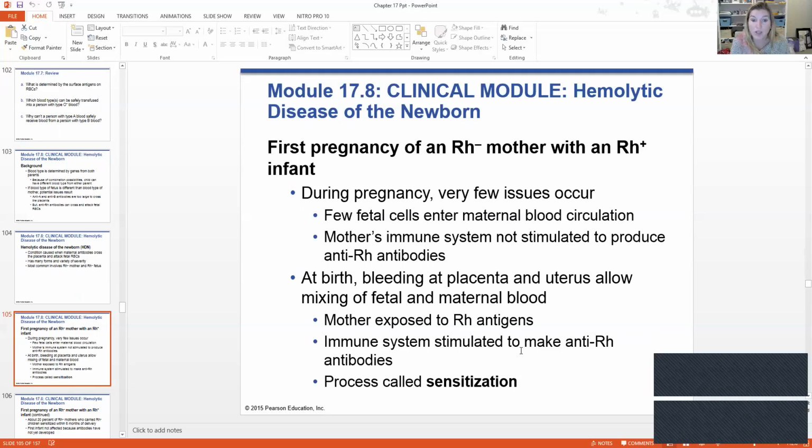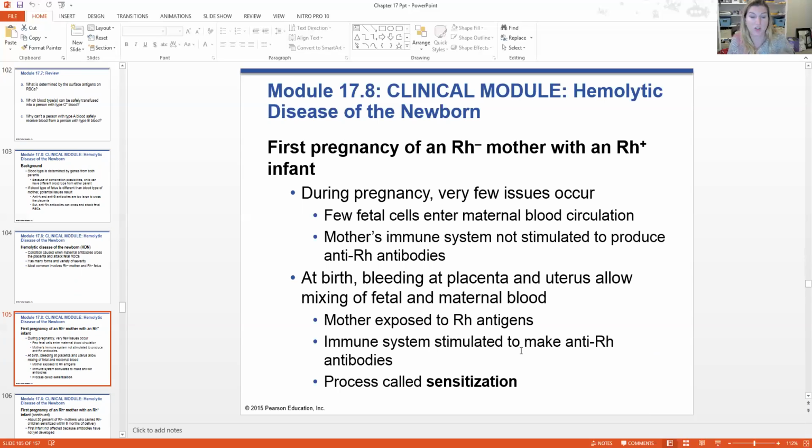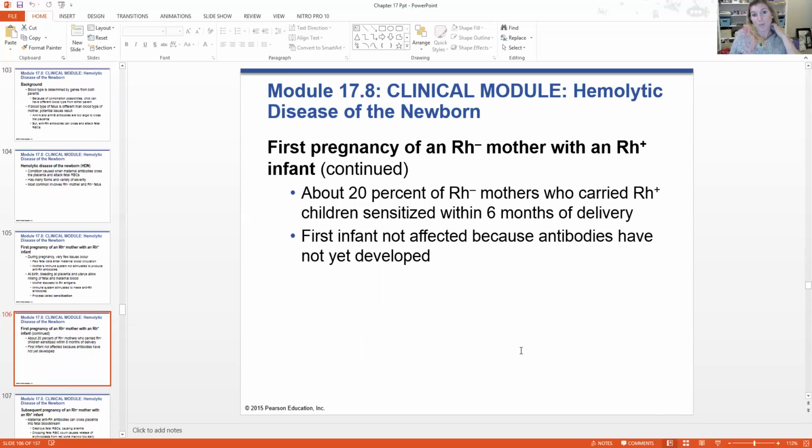But at birth, there is some mixing of the placenta and the uterine blood. It's just from natural detachment of the placenta, etc. So there's some exchange. That's going to expose the mother to the Rh antigens. So the mother now has Rh antigens in her body. She can produce anti-Rh antibodies. It's a process called sensitization. About 20% of Rh negative mothers who carried an Rh positive child are sensitized within 6 months. So in other words, a decent percentage.